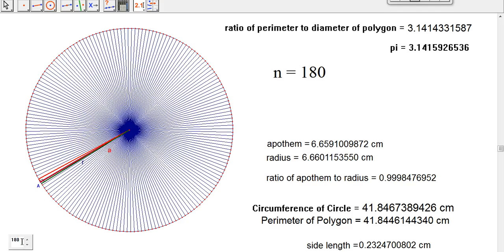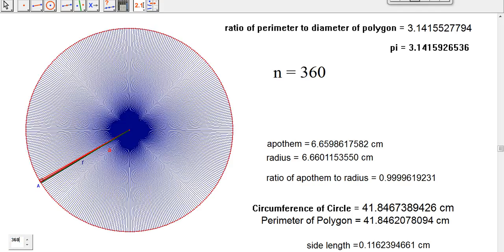Let's let this number jump, and instead of scrolling, I'm just going to type in 360 sides. So now I've got a 360-sided regular polygon. I've got this ratio of the regular polygon, 3.1415. So now we're the same to the nearest 10,000th. And the ratio of the apothem to the radius, 0.99996. Very, very close. I created this model over here by reflecting triangles. There's 360 of them. That was a lot of triangles to create and measure and all of that.